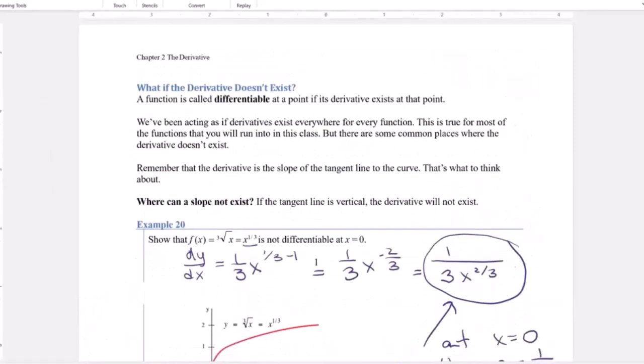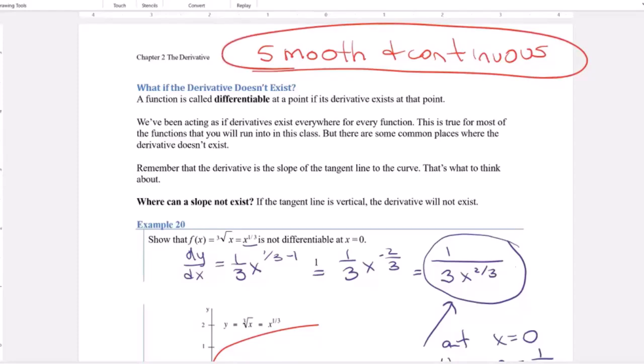I think I've said this before. I'll say it again. I don't know if it'll be for the last time, probably not. We want smooth and continuous functions if we want to take the derivative. And you'll get used to those terms.